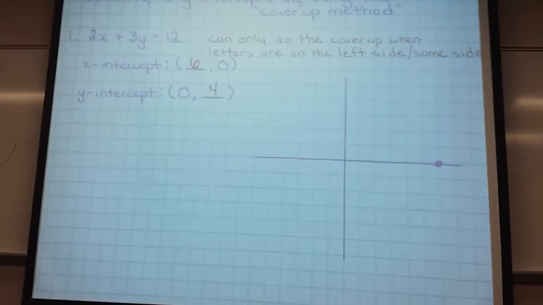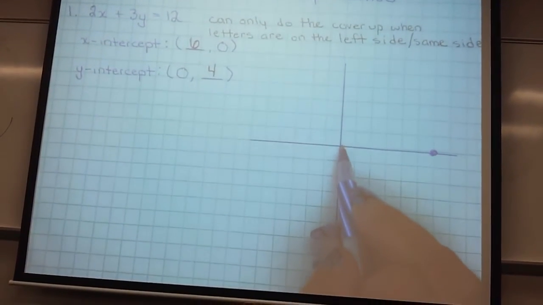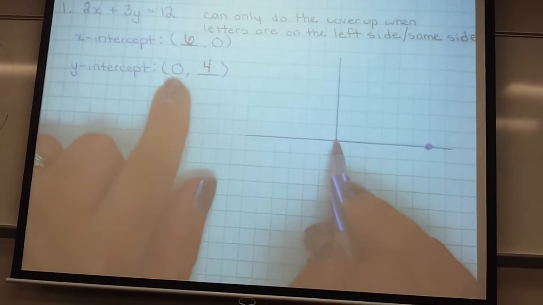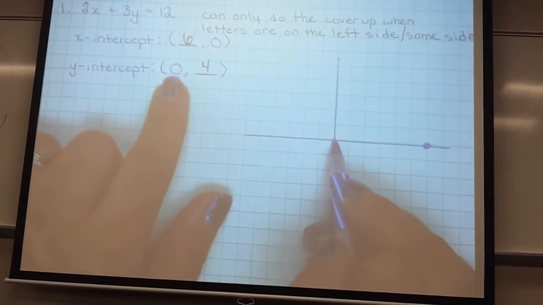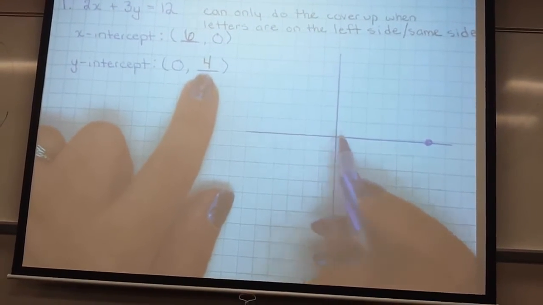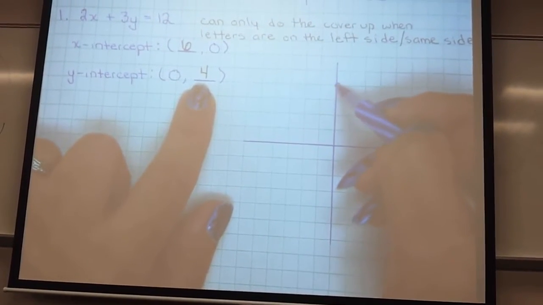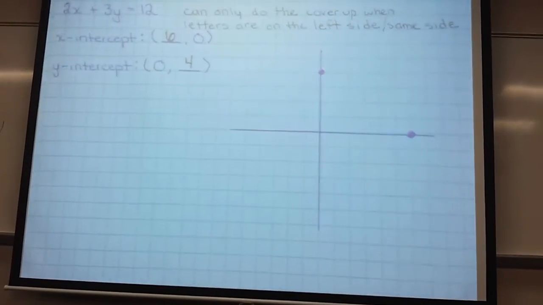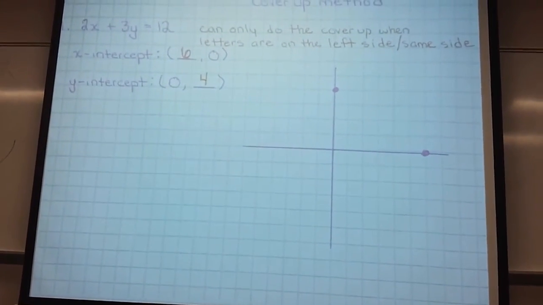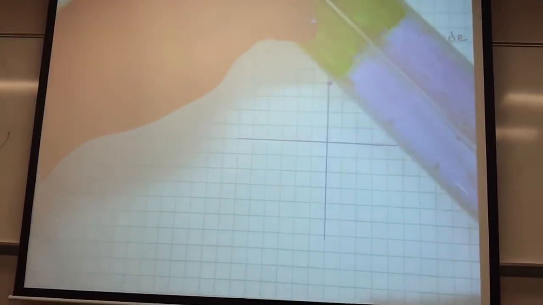Then I've got to do the y-intercept. So again, start in the middle. What does the 0 mean to do? Stay. Stay. Go up. 4 means go up. 1, 2, 3, 4, put a dot. Notice it falls on the y-axis. They should fall on your axes, and then you just connect the dots.